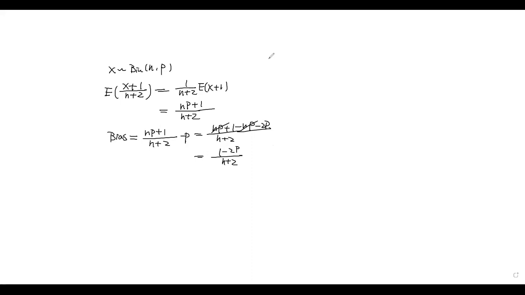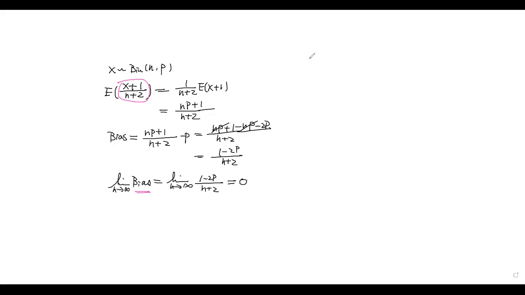Then they want us to find whether this estimator is asymptotically unbiased. That means, if I let n approach infinity, what happens to this bias? It is (1-2p)/(n+2). What happens when n approaches infinity? The denominator approaches infinity, so the bias approaches 0. So this estimator (X+1)/(n+2) is asymptotically unbiased because the bias approaches 0.